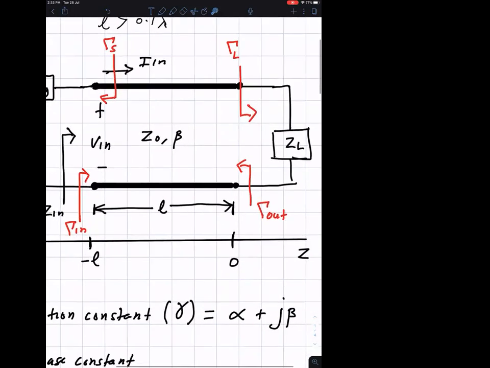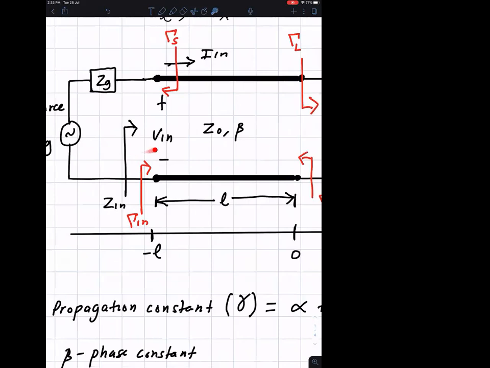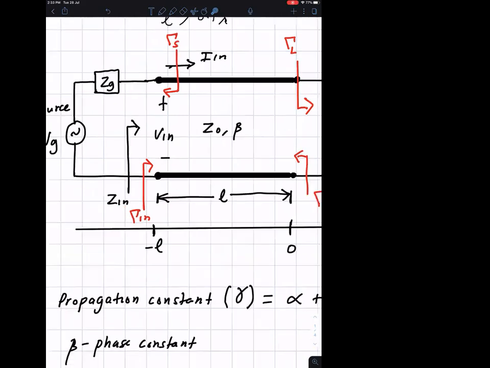If you're looking into the output, and this output impedance is not matched to the load impedance, then you're going to get a reflection coefficient that is non-zero. Similarly, when the input impedance is not matched to the line, you're going to get a non-zero input reflection coefficient.